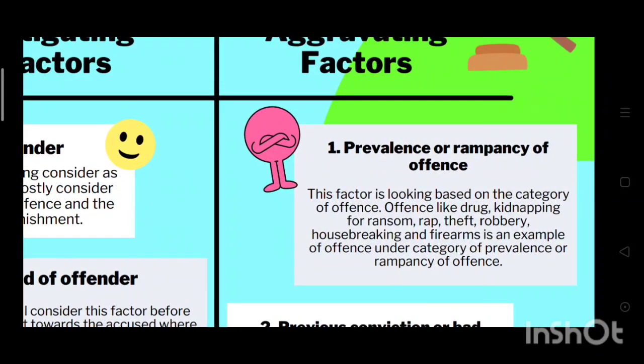This factor is looking based on the category of offence. Offences like drug, kidnapping for ransom, rape, theft, robbery, housebreaking and firearm are examples of offences under the category of prevalence or rampancy of offence.